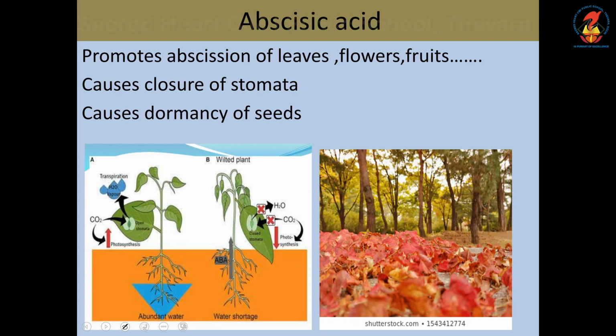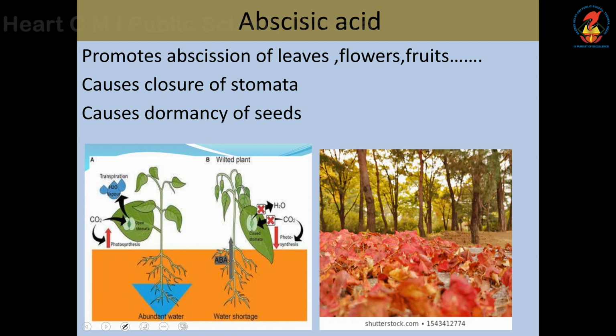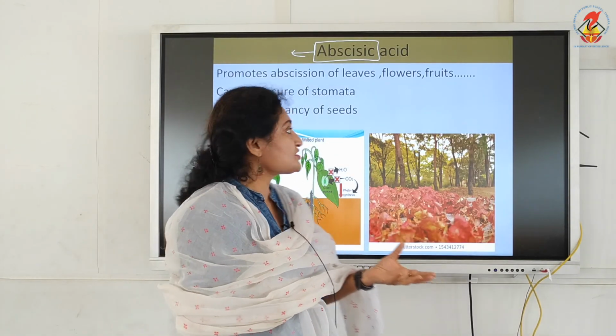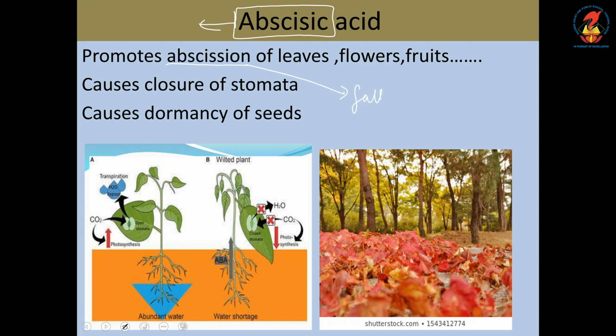Next, moving on to abscisic acid, the same mnemonic I am using here. Split as abscisic acid, not split the meaning of abscisic acid. We need not split. Abscisic acid is the English name itself. Abscission. What's the meaning of abscission? Abscission means falling. So, from the very name itself you will get one function. Abscisic acid promotes abscission of leaves, flowers, fruits, etc.